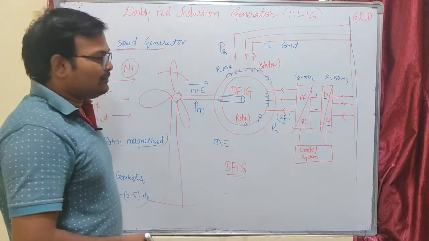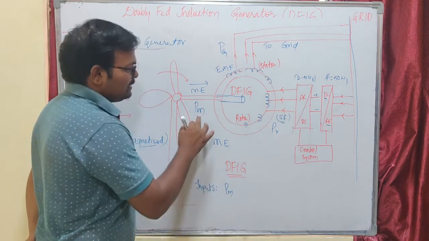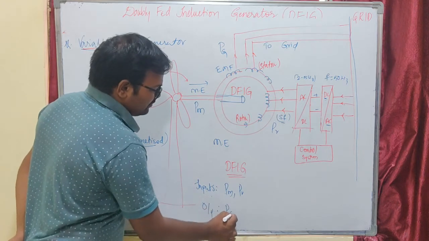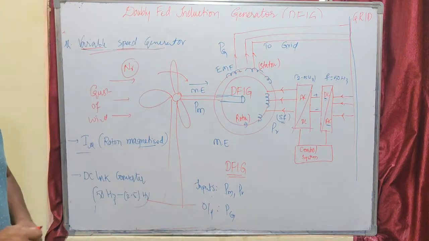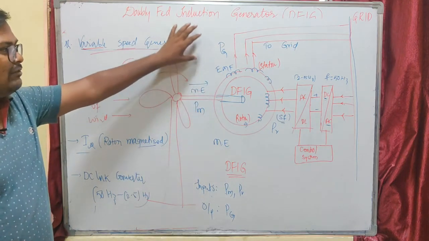Okay, so what are the inputs here? Here our inputs are our prime mover input, which is PM, and our rotor input PR. What is the output here? It is PG. Okay, so there are 2 modes of operation in DFIG. One is subsynchronous and another is supersynchronous. So let us understand one by one.